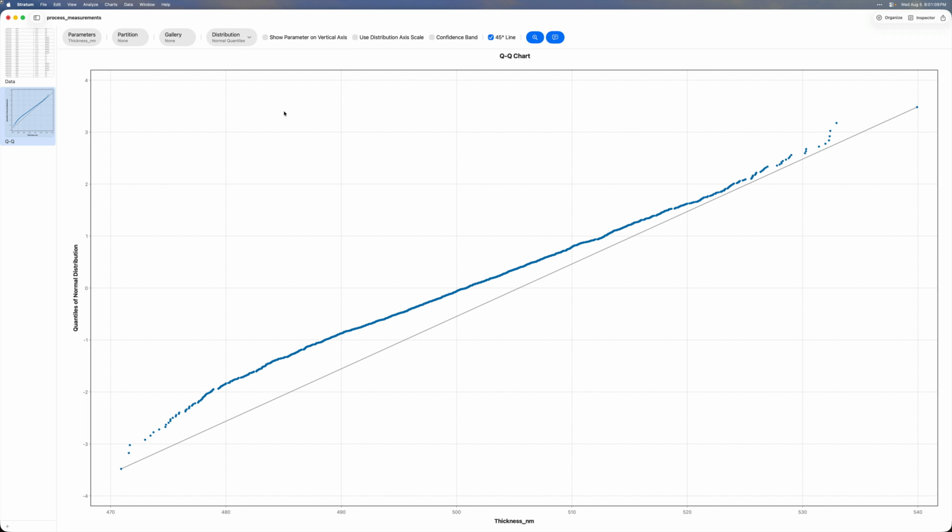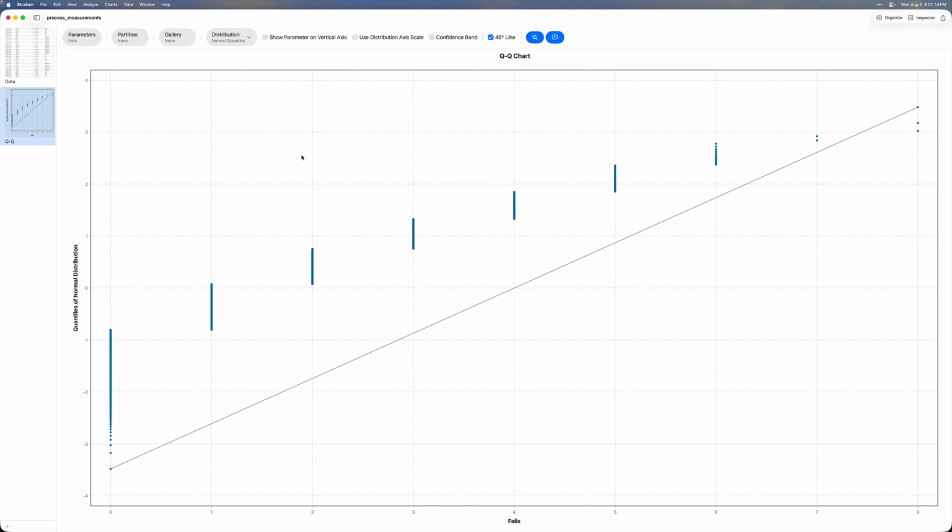Now watch what happens with a skewed variable. The line bends. A curve means skew. An S-shape means the tails are off, heavy or light. Points stranded at the ends are outliers. Each kind of departure has its own signature.